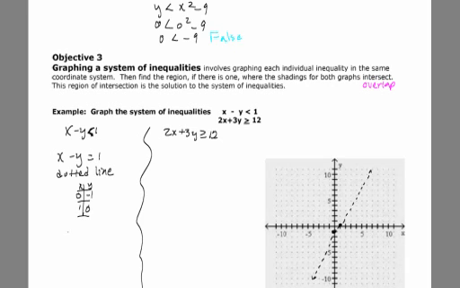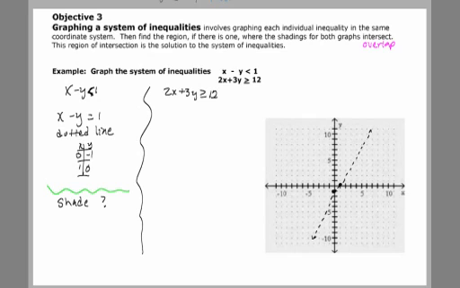Then I'm going to have to figure out which side I'm going to shade. Well, 0, 0 is not on that line, so we can pick it as a test point. So we can test 0, 0 back into the original problem. So for x minus y less than 1, I'll have 0 minus 0 less than 1. So is 0 less than 1? Yes. Now I'm not going to do any shading yet. I'm just going to hold off on that.